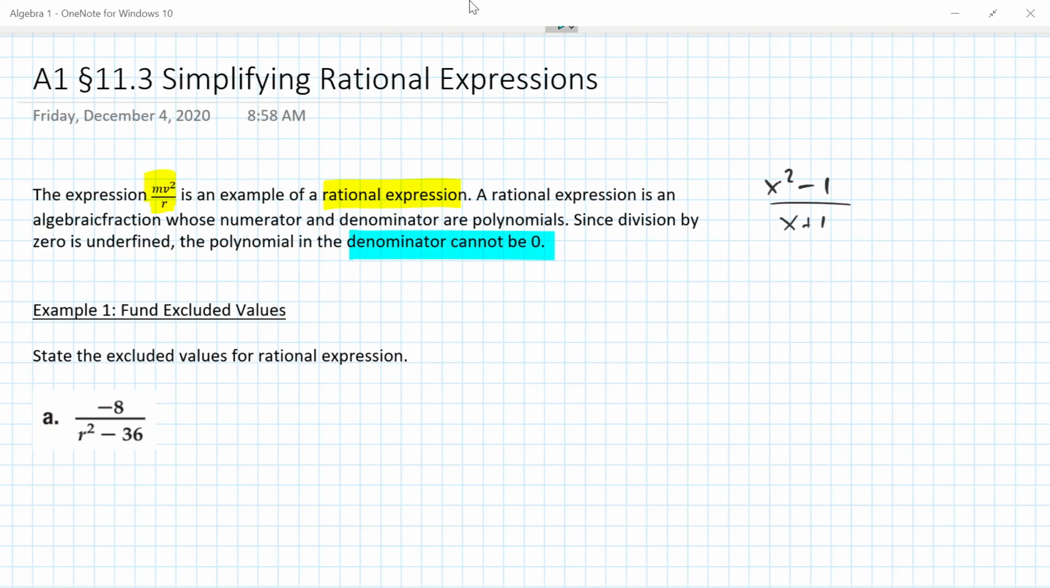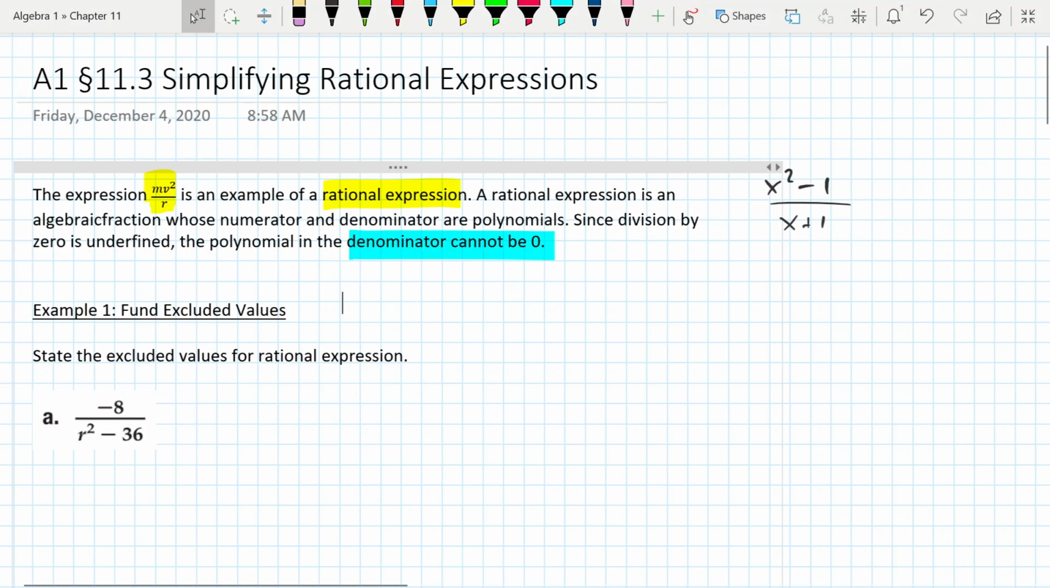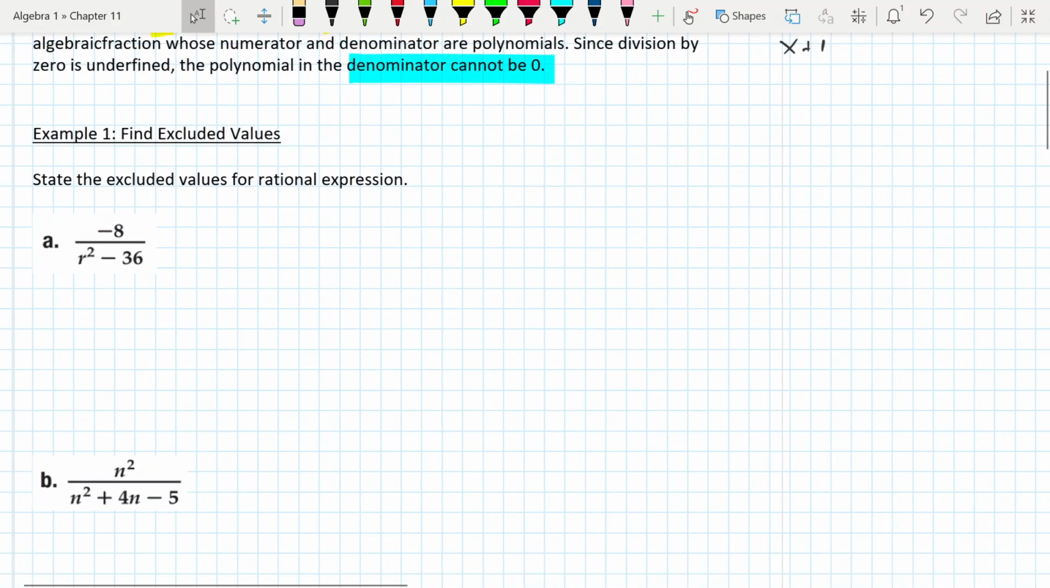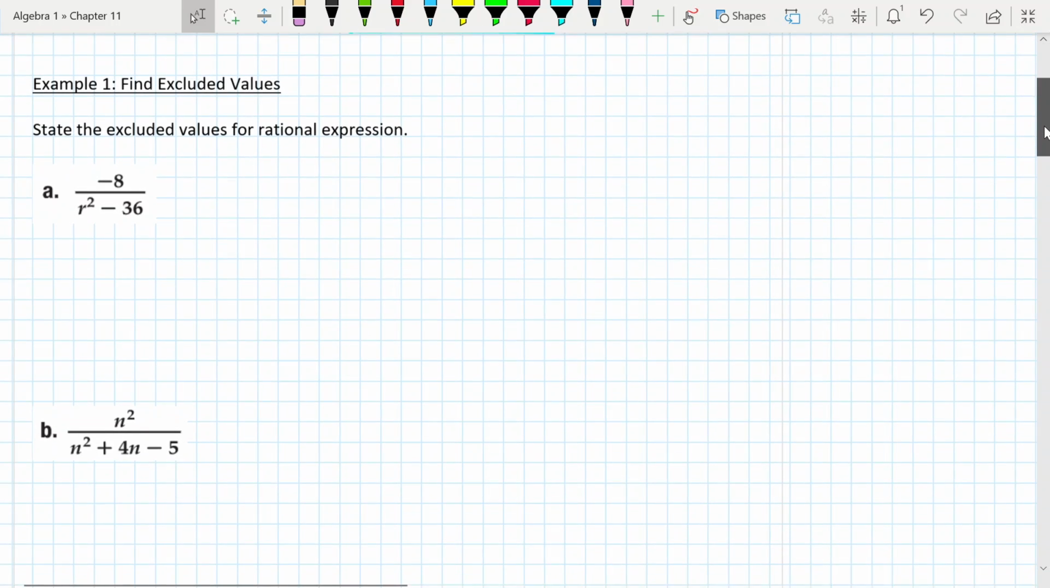So when we're doing this, we always have to find the excluded values, and that's whenever the denominator is zero. And here I wrote fund. It should be find excluded values. Okay. So all I'm going to do with all of these rational expressions is identify the denominator.